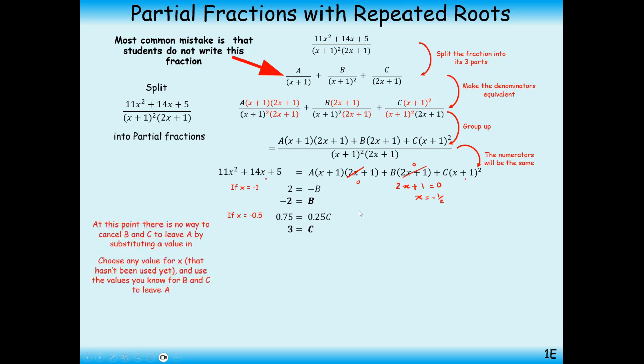Finally, we can choose yet another value for x. We can pretend x is 0. Since we know the values of b and c, that will help us to perform the calculations. So we will have a plus b plus c equals 5. Using the fact that we know b and c are negative 2 and 3 will help us calculate the value of a.